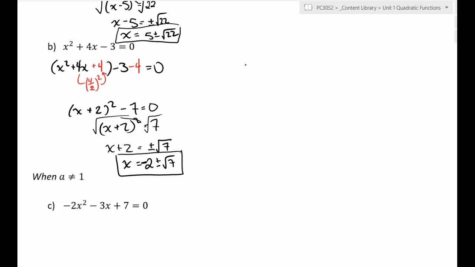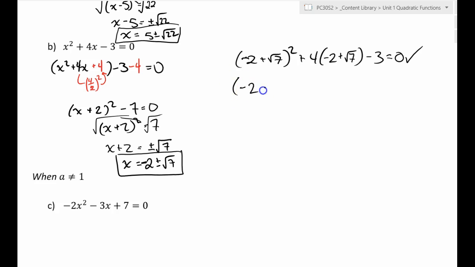Again, because we're dealing with radicals here, I strongly recommend you plug this into your calculator to check. Again, it would be negative 2 plus root 7 squared plus 4 times negative 2 plus root 7 minus 3 equals 0, and it should work. And it would be negative 2 minus root 7 squared plus 4 times negative 2 minus root 7 minus 3 equals 0, and that should also work. But again, check it with your calculator. Don't take my word for it.